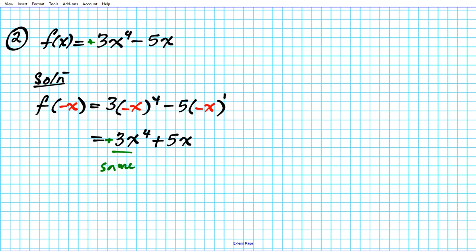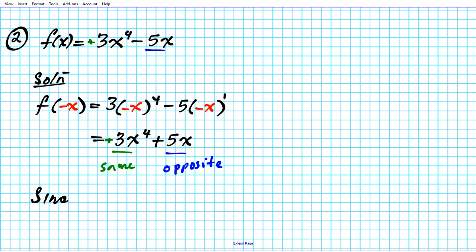But if you look at the 5x, this is positive 5x, and this is negative 5x, opposite. In this case, we have a mixed situation with the signs. The first sign is the same, the other sign is opposite. So what is the conclusion? In a case like this, the function is neither odd nor even.